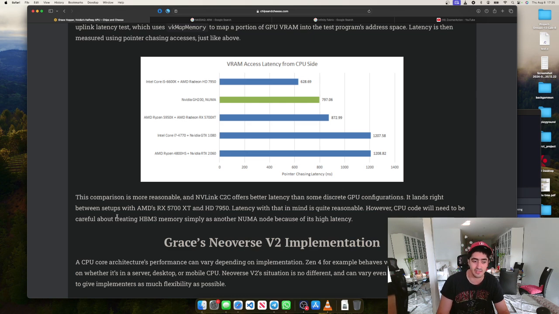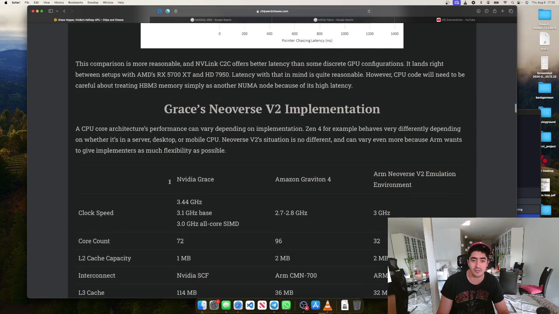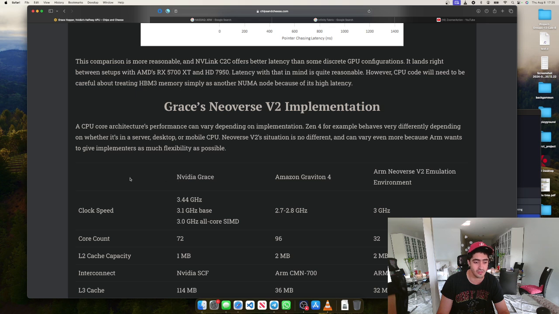However, CPU code will need to be careful about treating HBM3 memory simply as another NUMA node because of its high latency. A CPU core architecture's performance can vary depending on implementation. Zen 4, for example, behaves very differently depending on whether it's in a server, desktop, or mobile CPU. Neoverse V2's situation is no different. It can vary even more because ARM wants to give implementers as much flexibility as possible.